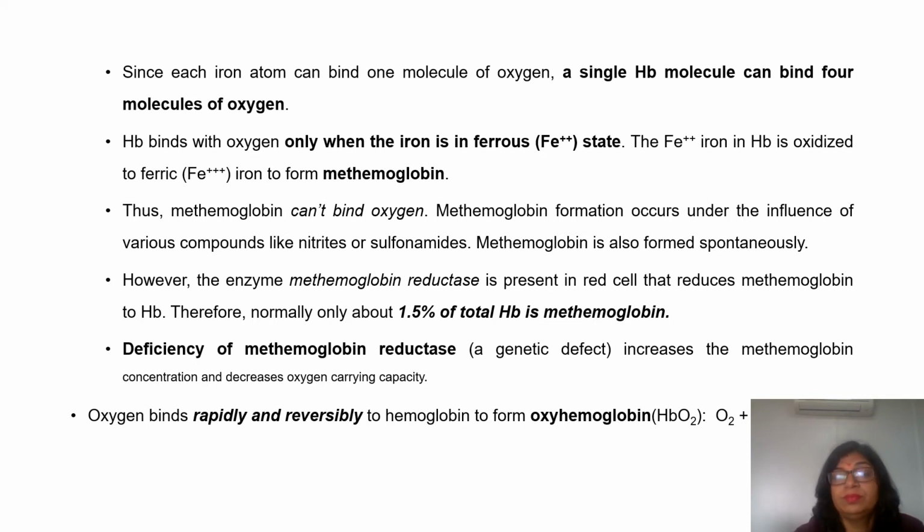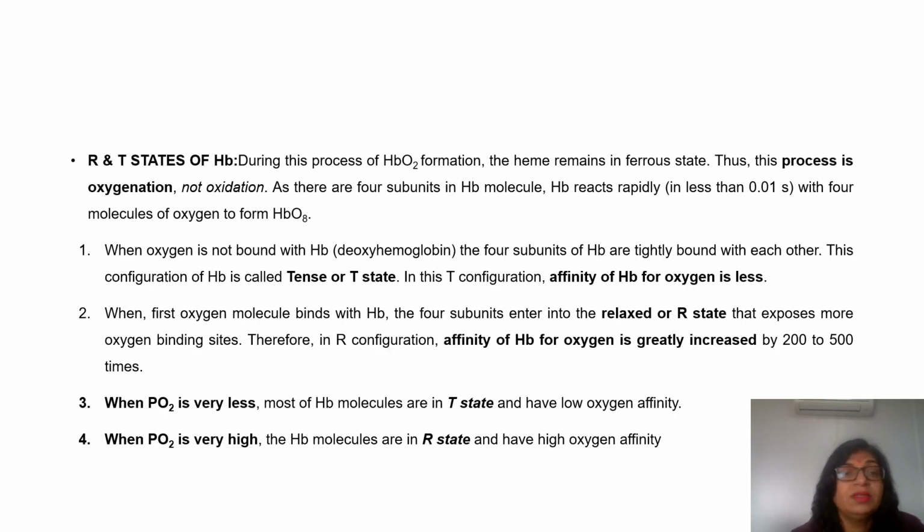What are the various states of hemoglobin? Let's see. During the process of oxyhemoglobin formation, heme remains in the ferrous state. This process is oxygenation, not oxidation. As there are 4 subunits in the hemoglobin molecule, hemoglobin reacts very rapidly, in less than 0.01 second, with 4 molecules of oxygen to form oxyhemoglobin, HbO8.